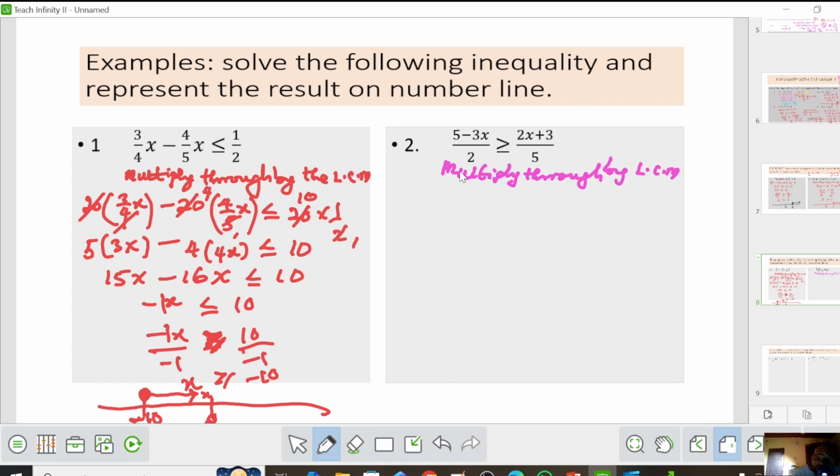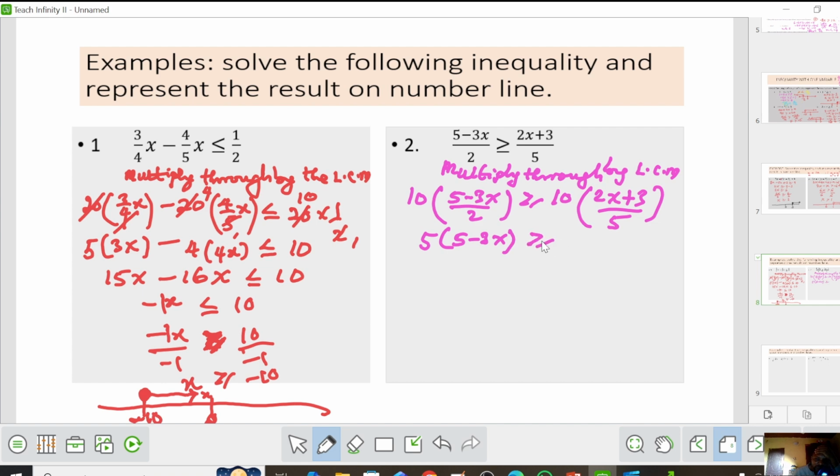So you don't need to write this in, just for you to understand what I'm saying. So you multiply through by LCM. The LCM is 10. LCM of 2 and 5 is 10. So I'll multiply this one by 10. 5 minus 3x over 2 greater than or equal to 10 again, 2x plus 3 divided by 5. So you close it so that this one becomes 5 into 5 minus 3x.